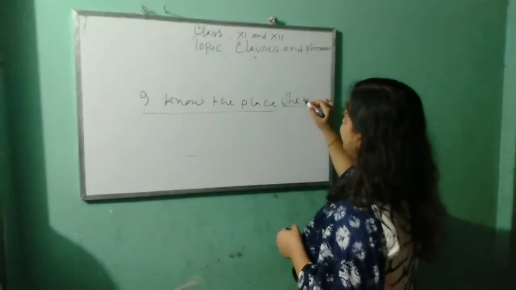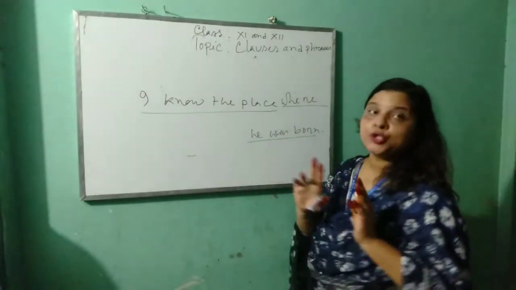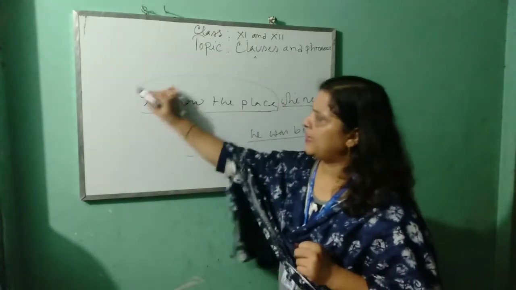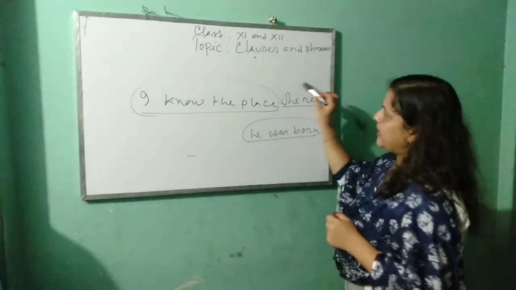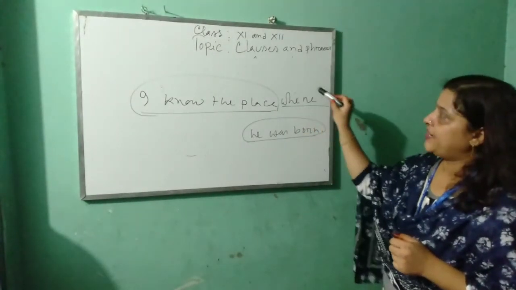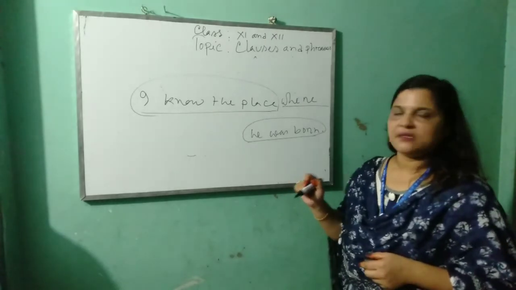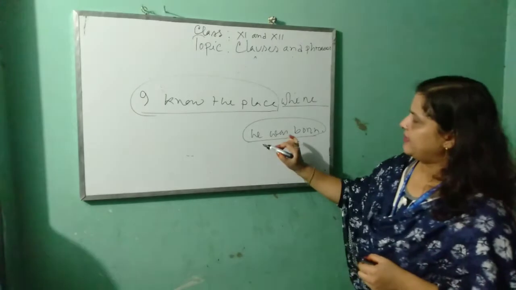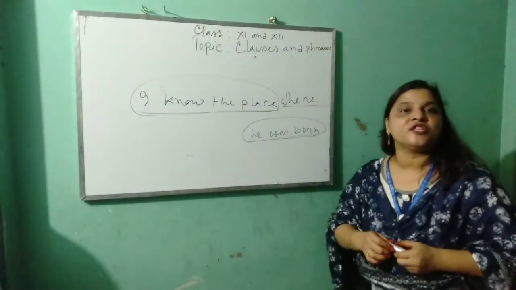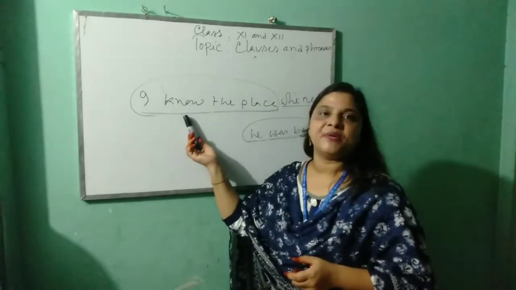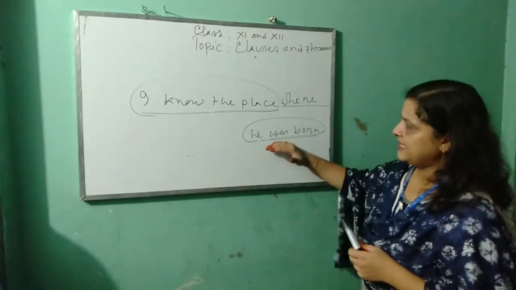Like, I know the place where he was born. See, here we see two clauses. One is a principal clause, another is a subordinate clause. We here use where, a relative pronoun, to connect these two clauses, okay? So here we see that this is a clause and this is another clause. The clause which doesn't depend on another clause for its meaning is called a principal clause. So this is an example of a principal clause, and the clause which depends on another clause for its meaning is called a subordinate clause. This is an example of a subordinate clause.